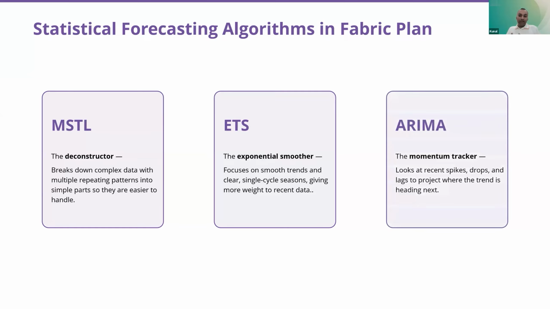Now, the third one is ARIMA. Let me keep it very simple. ARIMA is purely a momentum tracker. That means if you think of ARIMA use cases, there are various use cases, but the most important way to think of where to use ARIMA is when there is a correlation between the past data points.